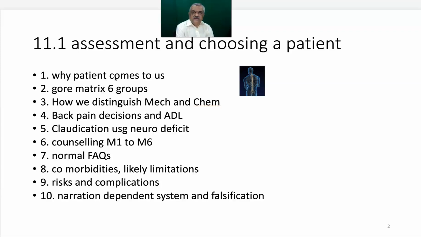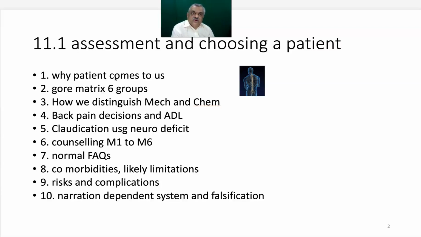The dural sac and other structures which include these nerves also have changes occurring around them, but more about that a little later. We have already covered the matrix where we have talked about 6 groups of symptoms. Then we will emphasize how we distinguish between the chemical and the mechanical, or the mechanical and the chemical causes which give rise to pain and claudication.